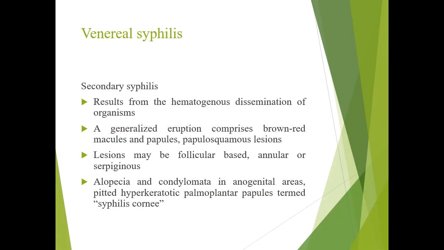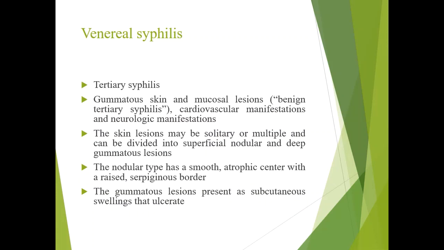In tertiary syphilis, gummatous skin and mucous lesions, cardiovascular manifestations, and neurologic manifestations would be present. The skin lesions may be solitary or multiple, and can be divided into superficial nodular and deep gummatous lesions. The nodular type has a smooth atrophic center with a raised serpiginous border. Gummatous lesions present as subcutaneous swellings that ulcerate.